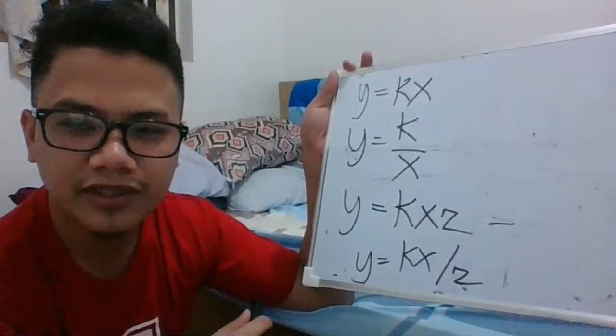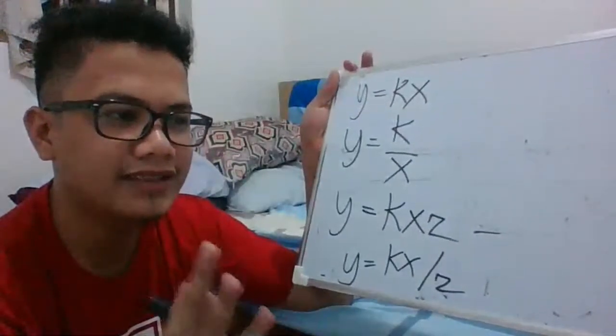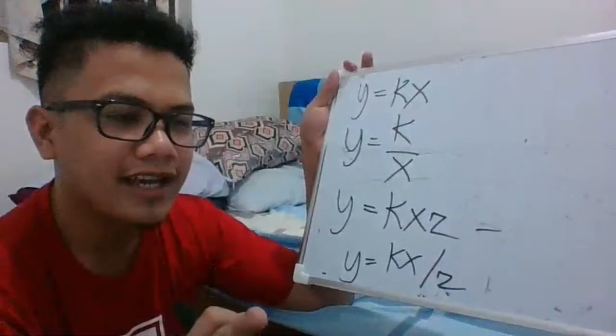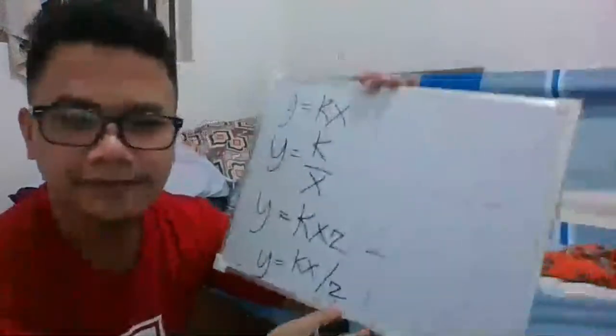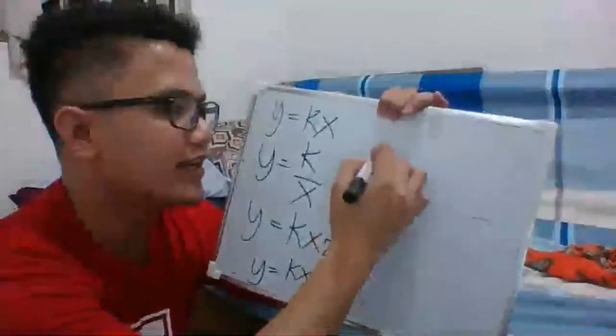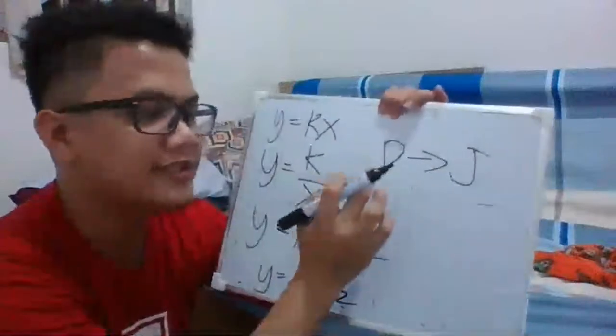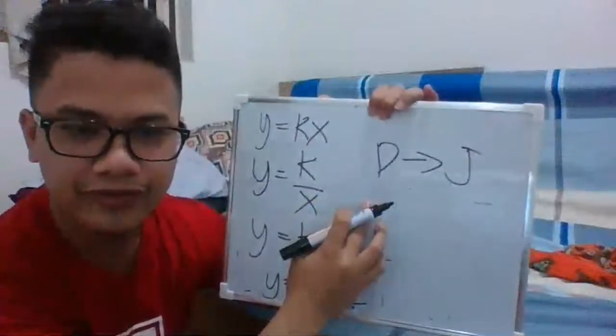Sir, sa combined variation, possible po ba na 3 types of variation in one equation? It's not possible to have 3 types kasi take note that direct variation is joint variation is direct variation.